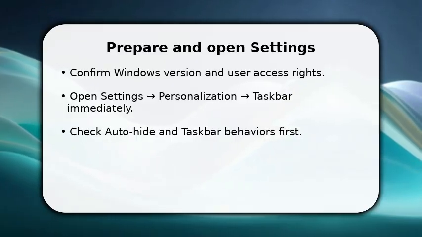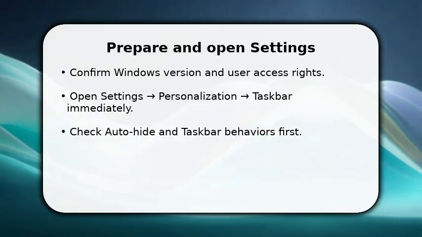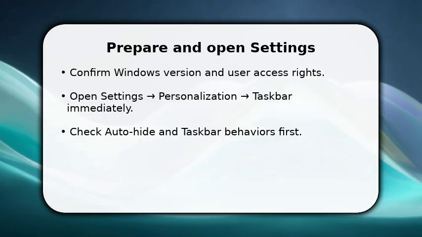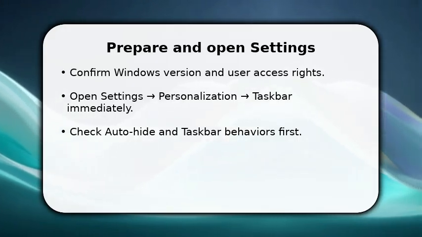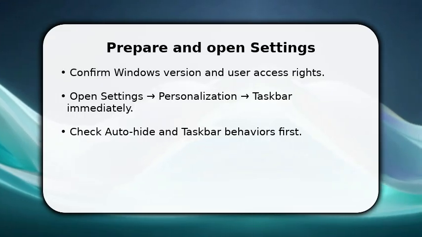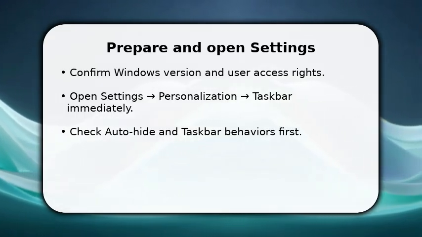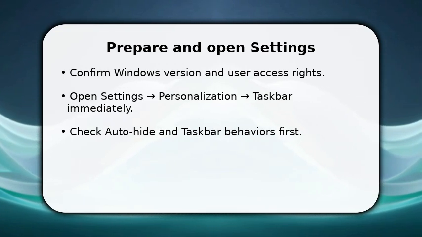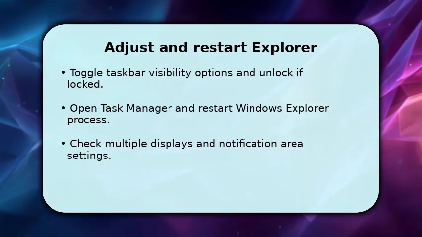Start by toggling Auto Hide off to force visibility. This immediately reveals whether the bar is present but hidden. Make sure to note whether you're in tablet mode or using multiple displays, because those change behavior and guide the next steps. You'll change settings and then refresh the shell.